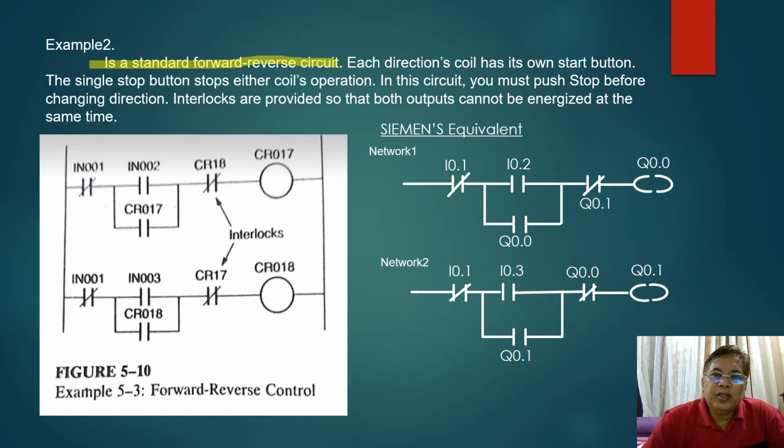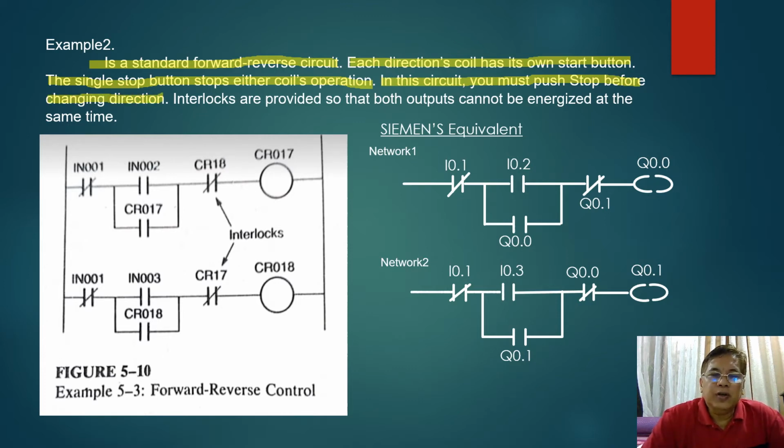Now, it says here each direction's coil has its own start button. In other words, the forward operation has its own start button and the reverse operation also has its own start button. The single button stops either coil's operation. So in both forward and reverse operation, there will only be one single stop button. In this circuit, you must push the stop before changing direction.